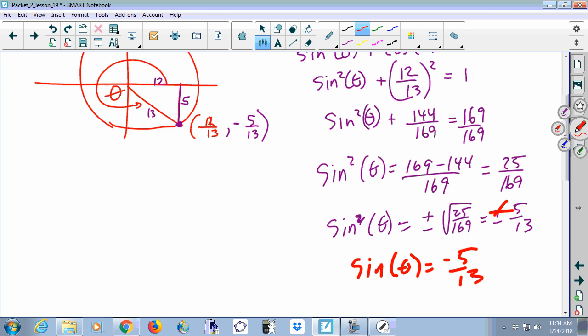So you can get sine from your identity. You can get sine from your right triangles. And from sine and cosine, you can get all other trig functions. That's all you need to know.